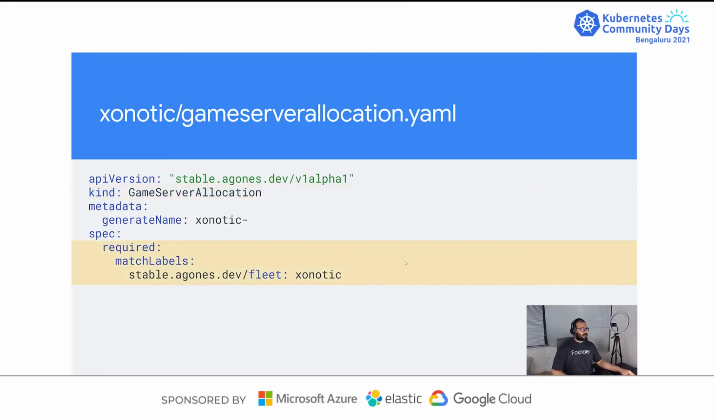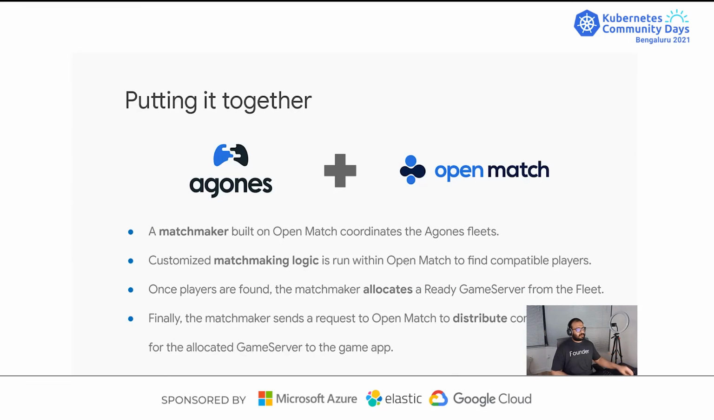Finally, the important piece is once you have all things ready, the next question you might have is, this is all great, now how do you create a matchmaker? We have something called Open Match, which works with Agones. Again, Open Match is an open source project.